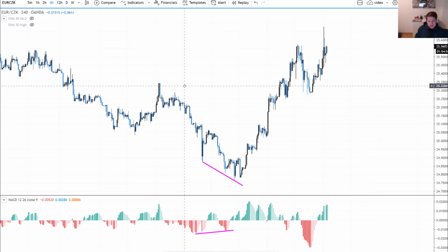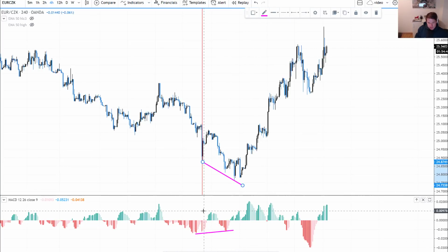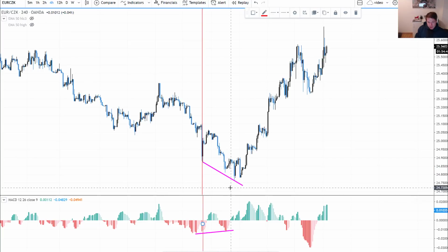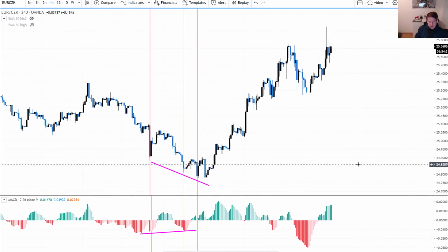Here we have a recent great example of another divergence. You can see when we connect the swing lows on the price action. We have the first swing low here, and this is the point on the MACD. Then we have another swing point here on the price action, and this is our point on the MACD. And then here at the bottom, we have this final swing low point. I connected it. Let's zoom in a bit.